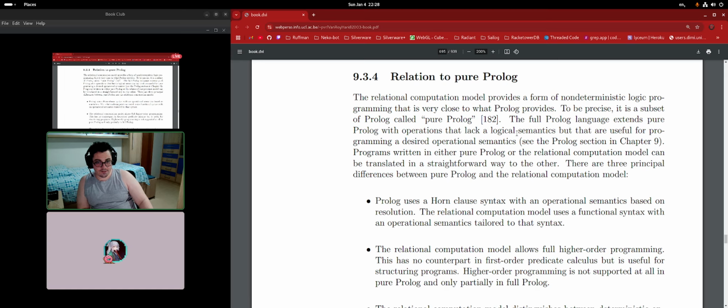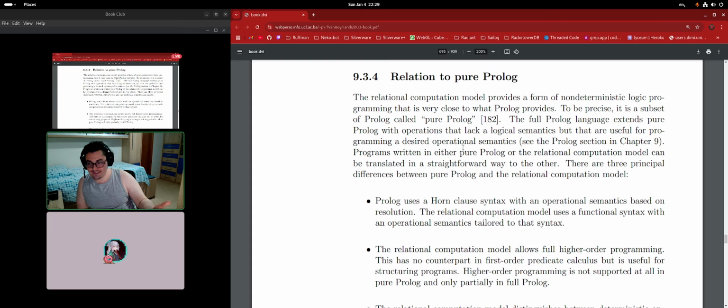The full Prolog language extends pure Prolog with operations that lack a logical semantics. I think they have printing, right? And I think printing lacks logical semantics. And they have side effects. Side effects in general don't have a logical semantics. Only in general. In Karate, they will, because going to the database is an effect, but they have logical semantics. Well, yes, that's one particular case where there is actually a logical semantics to that. So you can pretend that it's pure. There is a way to make a pure interface for it, essentially, right? Yeah. But they are useful for programming a desired operational semantics, such as printing.